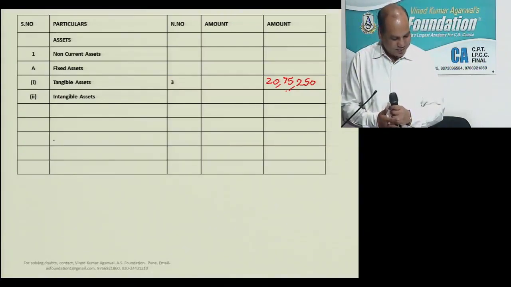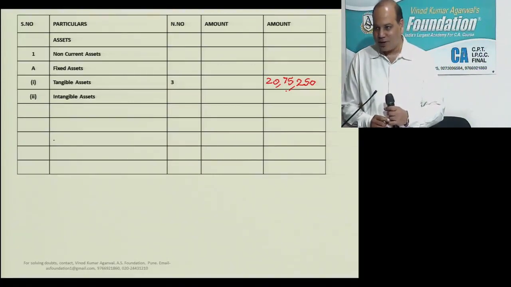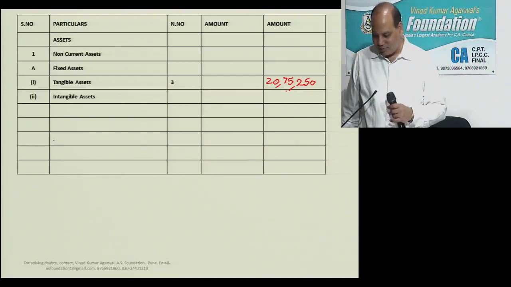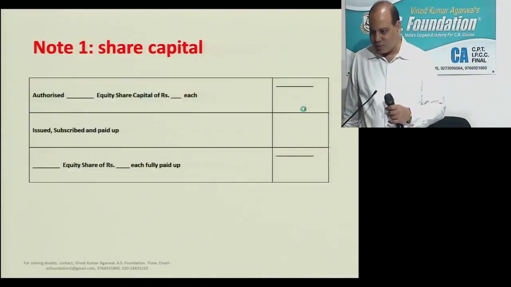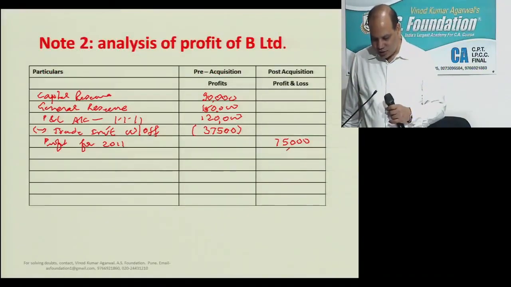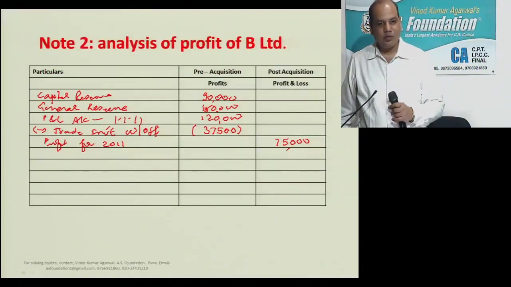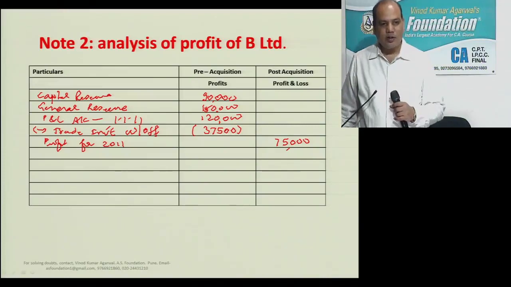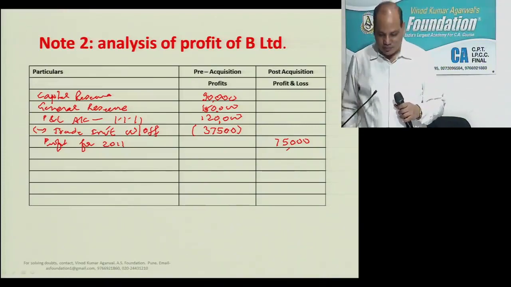What is adjustment number 2? Depreciation I have done. But wait, you have only transferred to the balance sheet. That pre and post is pending. Yes or no? Yes. So come to this analysis of B Limited. You have to transfer here also.